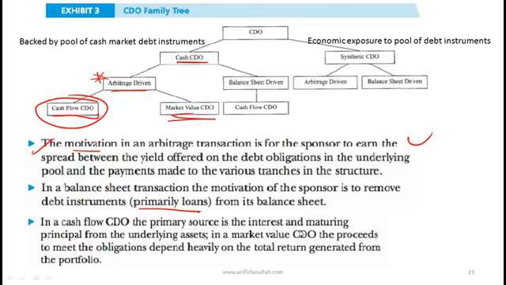Let's just read what the curriculum says. In a cash flow CDO, the primary source is the interest and maturing principal from underlying assets. So that's this. Market value CDO: in a market value CDO, the proceeds to meet the obligations depend heavily on the total return generated from the portfolio. So that's just an articulation of what I have been saying.